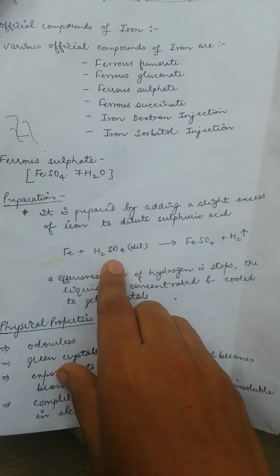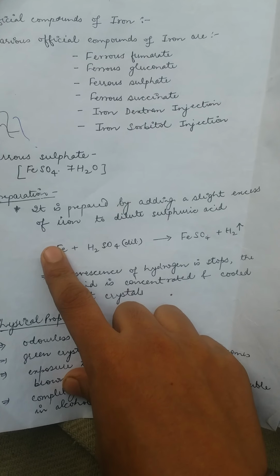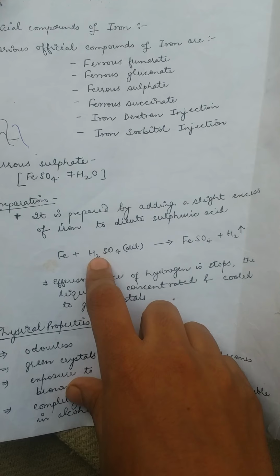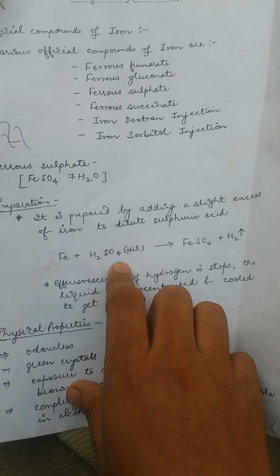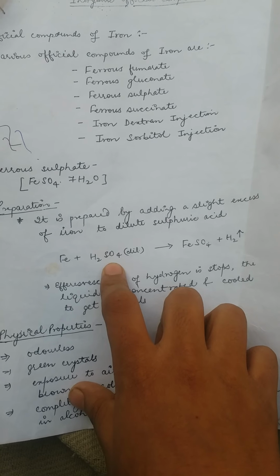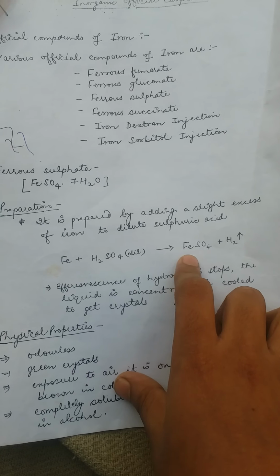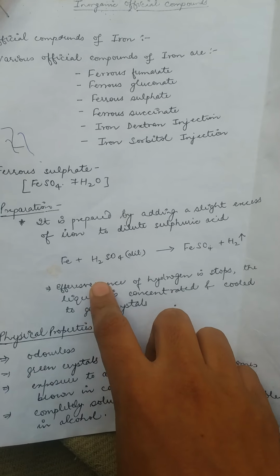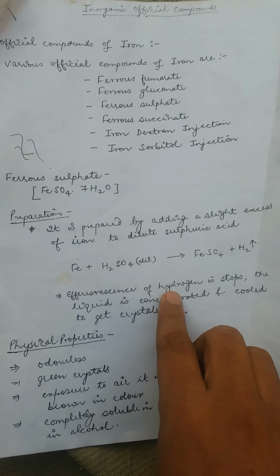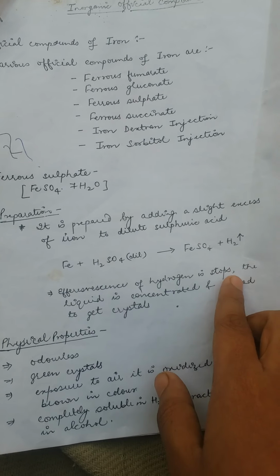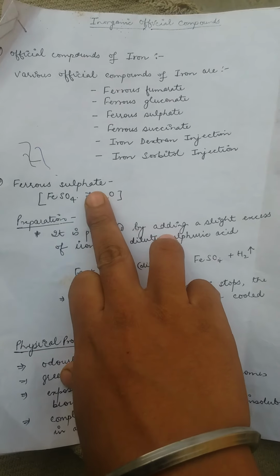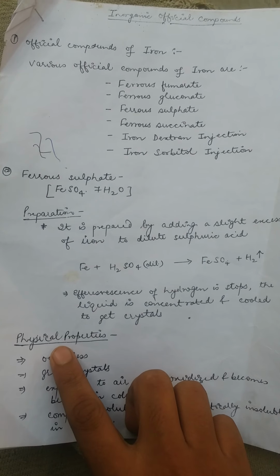Now this is a reaction. Here the iron in excess quantity is reacting with the sulfuric acid, which is in diluted form, and forms the ferrous sulfate, and effervescence of hydrogen occurs. When the effervescence of hydrogen stops, the liquid is concentrated and cooled to get the crystals of ferrous sulfate. What are the physical properties?